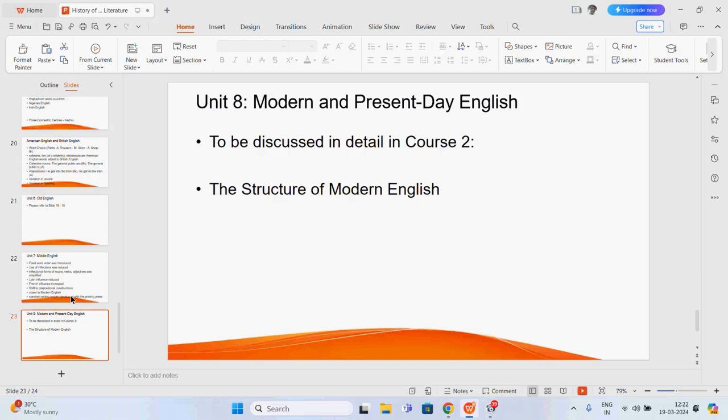Now let us go back and see what we have to discuss about Modern English. You have a unit devoted to the modern and present day English as is spoken today. What are its characteristics? What are the important aspects and features of Modern English? I'm not discussing this now, because when I take up course 2, the structure of Modern English, we will be discussing it in much more detail than what is given in Unit 8. So whatever discussion we have on the structure of Modern English will give you every information that you need about Unit 8.